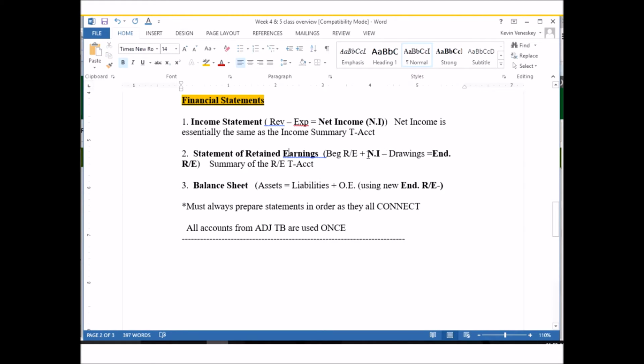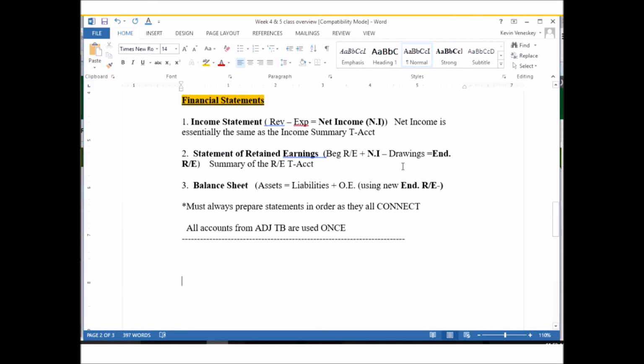And you can't do your statement of retained earnings until you have your net income. Your net income comes from the income statement. And the final thing I wanted to mention here is as you're going through, look at the trial balance, the adjusted trial balance, and know that every account gets used just one time. Okay? So as you're going through, check off the revenue and expenses when you're done with the income statement. And you'll know that you don't have to put those on any other statements.